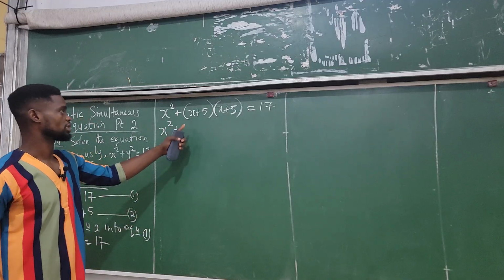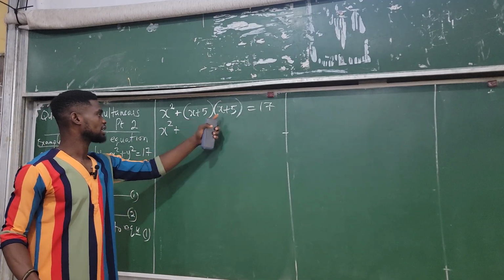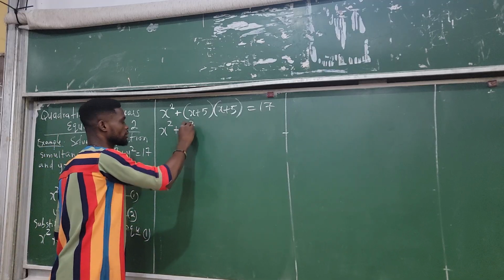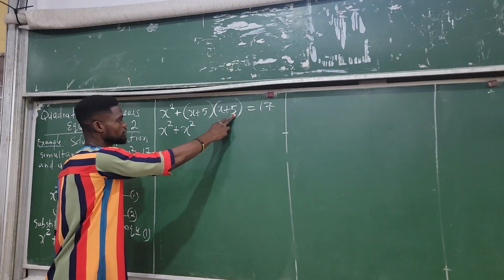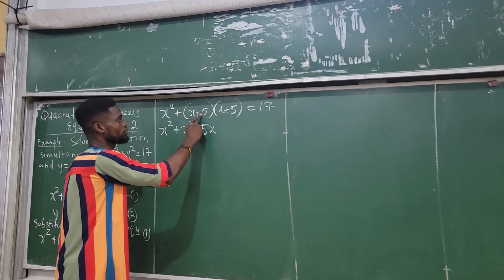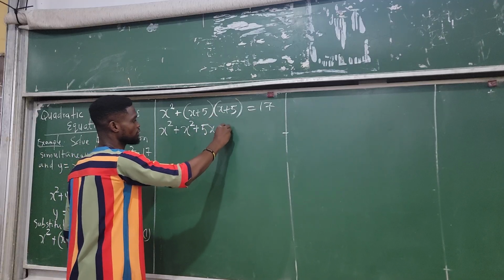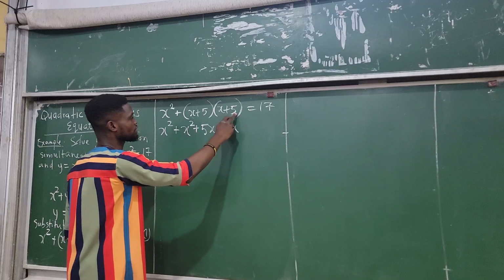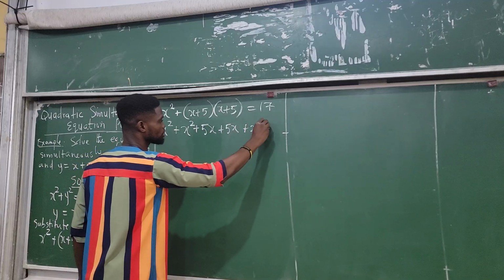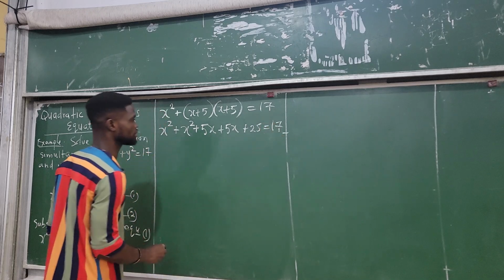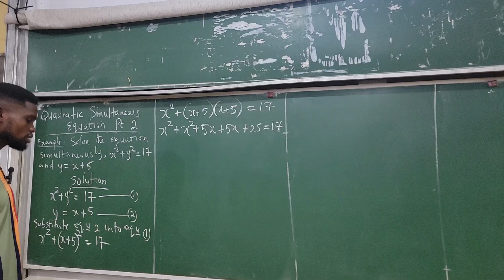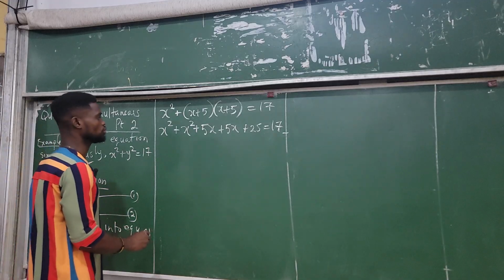So we have x in square plus. So let's expand this. X times x will give you x square. X times 5 will give you plus 5x. 5 times x will give you plus 5x. 5 times 5 will give you plus 25 is equals to 17.